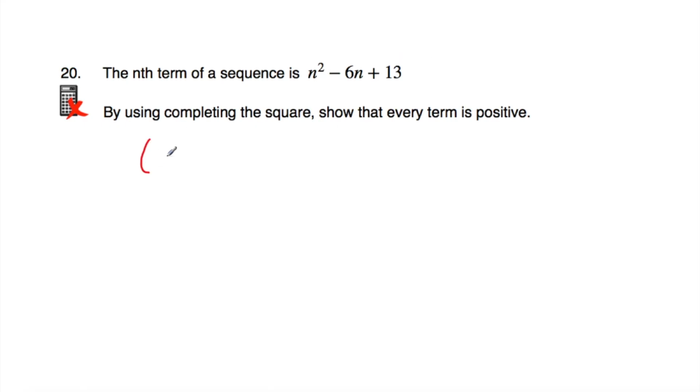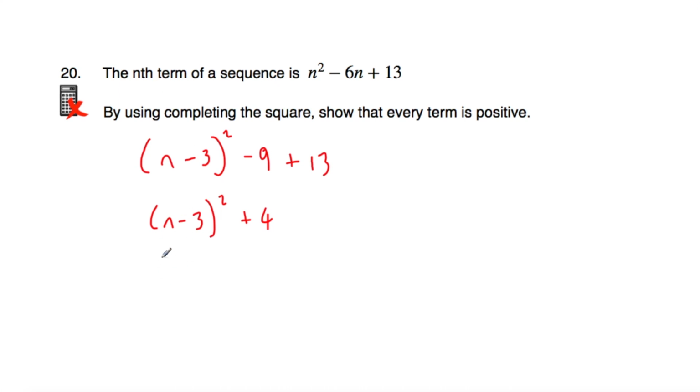So we would open up our brackets, we would have n. The coefficient of this n term is −6, so if we half that, it'll be −3, close bracket squared. −3 squared is 9, so we're going to then take away 9, and then we've got our +13. Now −9 + 13 is 4, so that'll be (n − 3)² + 4. So we've done the completing the square, and we've written this in this form.